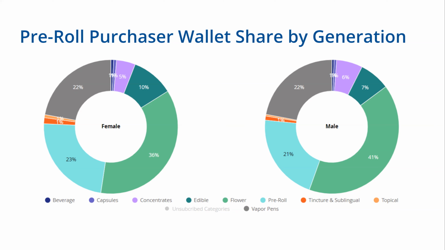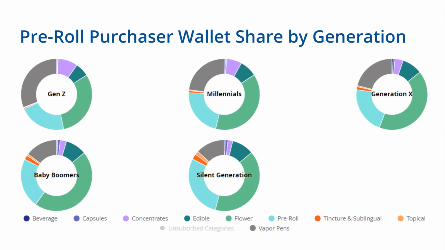Since gender didn't really show a lot of differences, it's on to our next stop, generations. Next slide, please. What you are seeing here is the same as the previous slide, but instead of dividing up the customers by gender, we are now dividing them into generations.